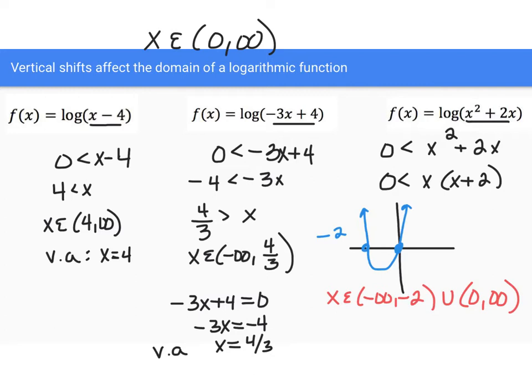So in order to find our domain restrictions for a log function, even if it's not a simple transformation, anything that's in the parentheses gets set greater than 0, and you solve for x. That x is going to be the location of your domain restrictions.